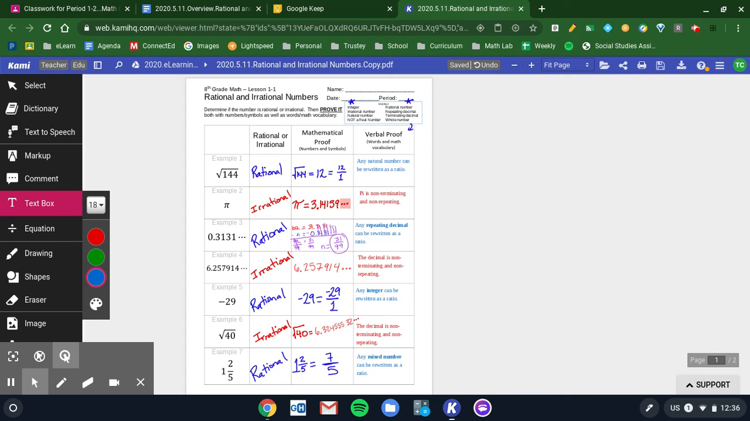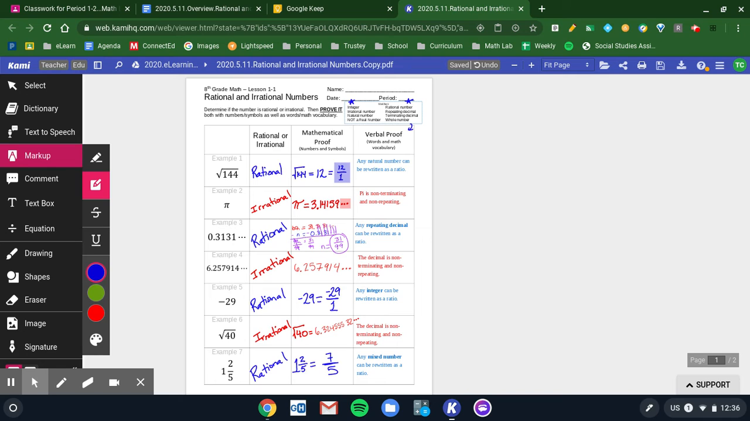So at this point, to review, how are all those rational numbers similar? Well, all rational numbers can be written as a ratio. We showed that with natural or whole numbers, 12/1. We showed that with repeating decimals, 31/99. We showed it with integers, -29/1, and we showed it with mixed numbers. So again, you can use the word bank up top to write that any natural number, whole number, integer, any repeating decimal, any terminating decimal, which I didn't give any examples of, is able to be written as a ratio. And how are they different to irrational numbers?